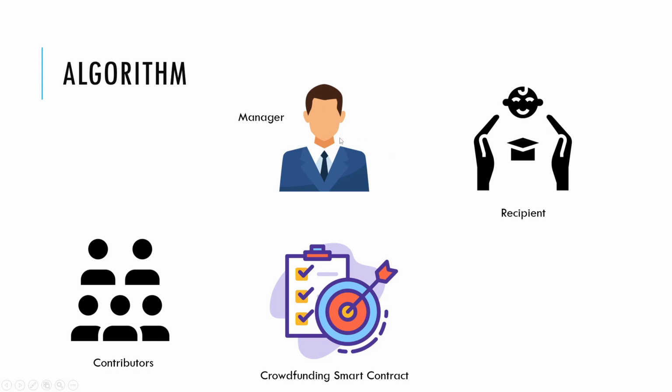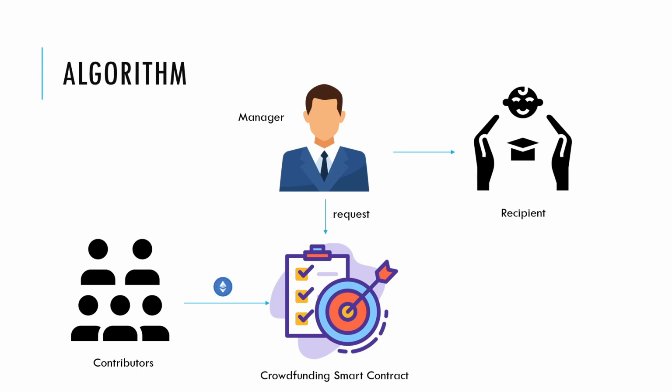This manager will be the responsible person who will be creating a request for the recipient address. This recipient can be a child education welfare address, or a women education address, or any kind of recipient address. The manager will be responsible for creating a request for this particular recipient. Now, once the request is created, it will be transferred to the contributors, and then the contributors will contribute the amount that they want to contribute for this particular cause. This cause can be anything, as I said.